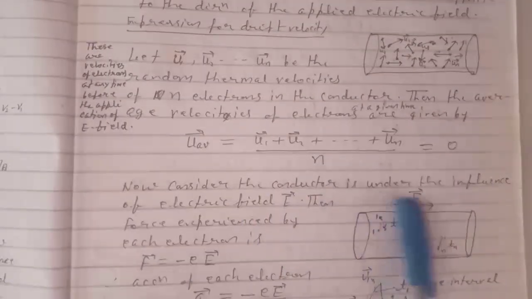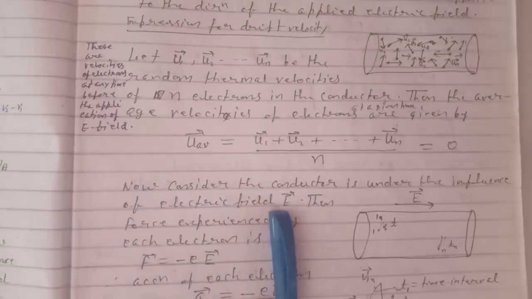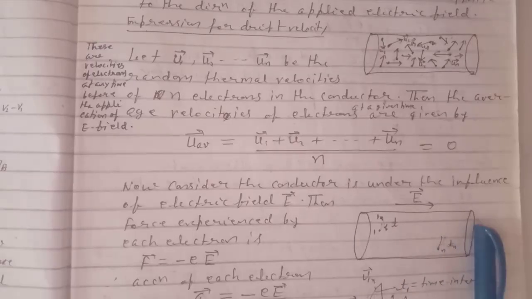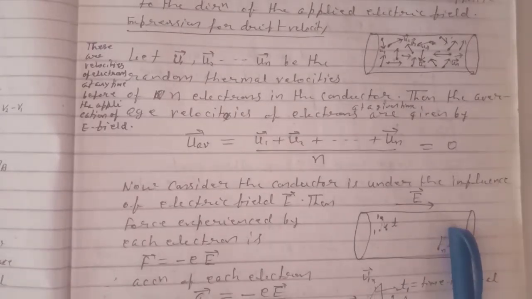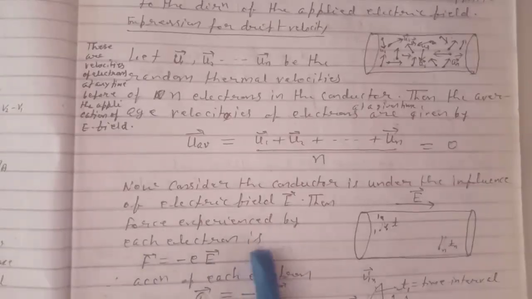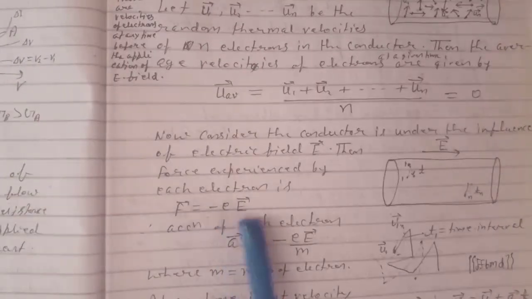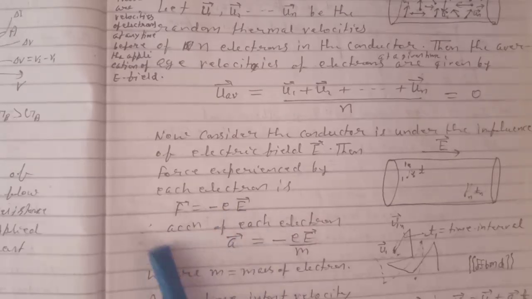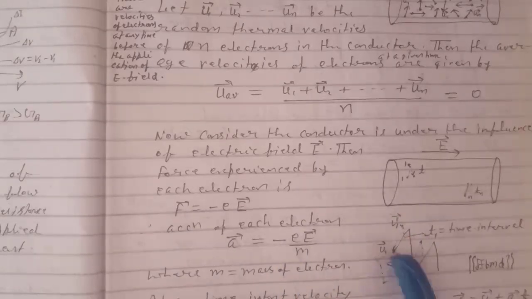Now consider the conductor under the influence of an electric field. The electric field is applied along the conductor. Then the force experienced by each electron is F vector equals minus e times E vector, where the negative sign is because the electron has negative charge. Hence the acceleration of each electron is a vector equals minus eE by m, and so every electron will start to drift.